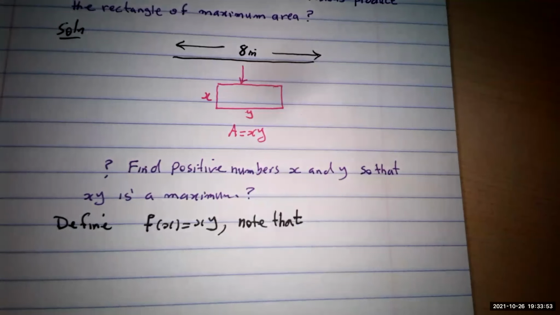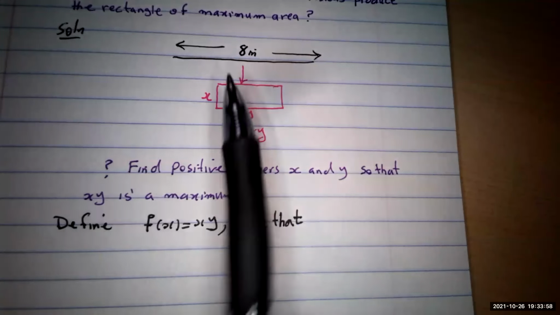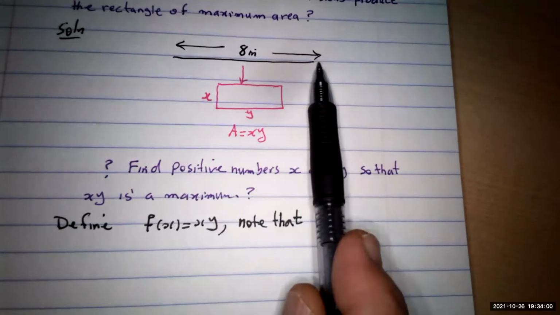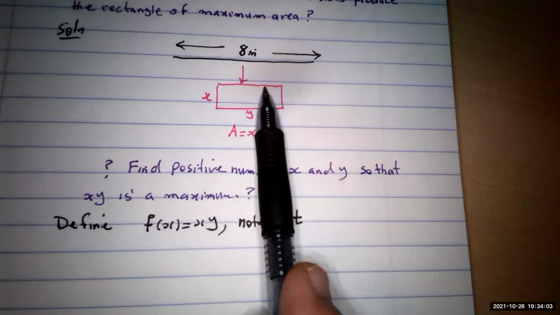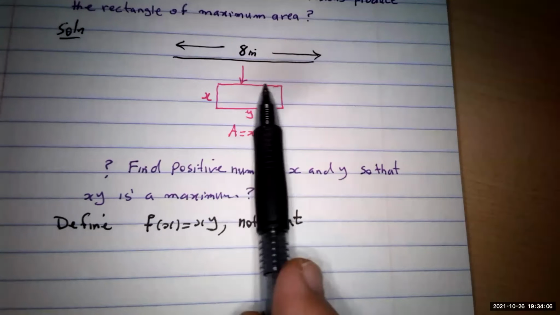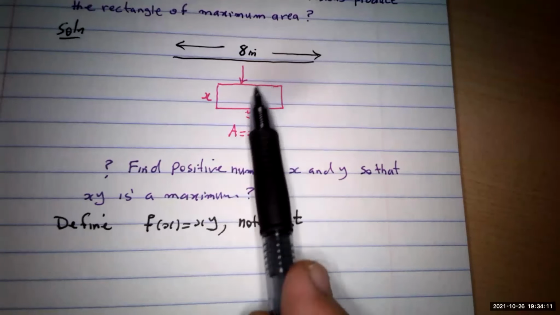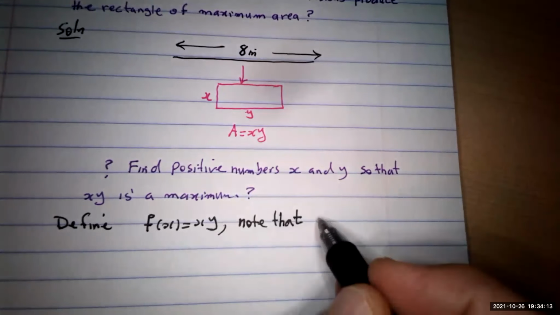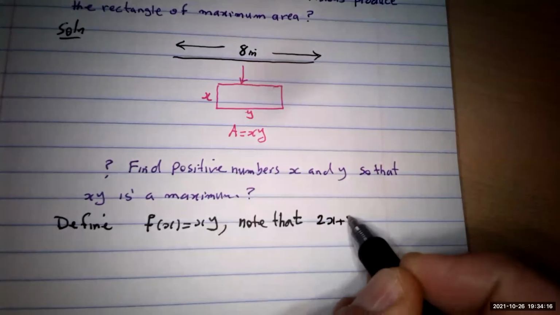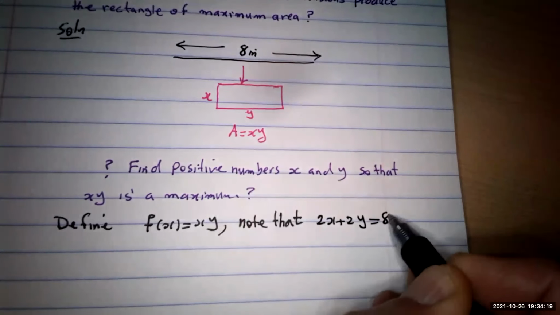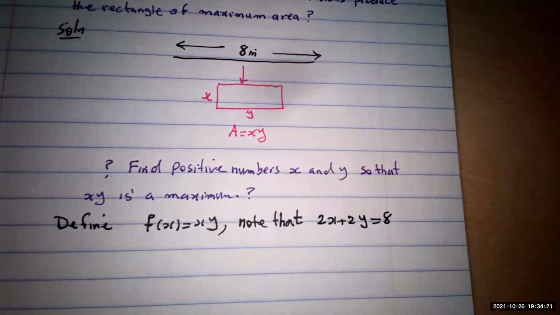2x plus 2y equals 8. Excellent. Yes, that's it. Whatever we did, you see this wire, we use the 8 inches to make a rectangle. So this is going to be the perimeter of the rectangle. Okay, this is x, x, y, y. So we know that 2x plus 2y is equal to 8. Now we can solve this one for y.